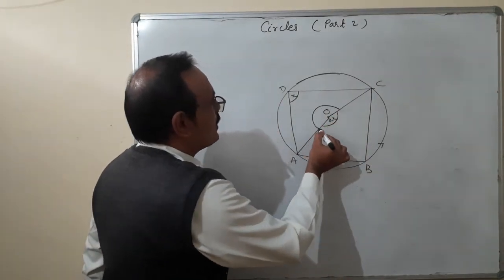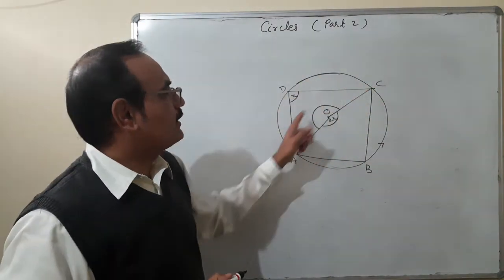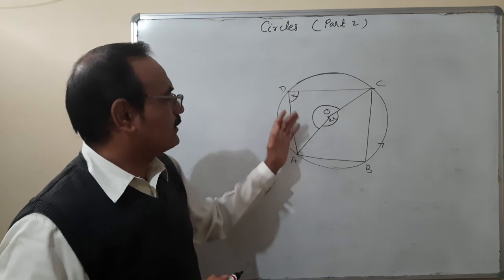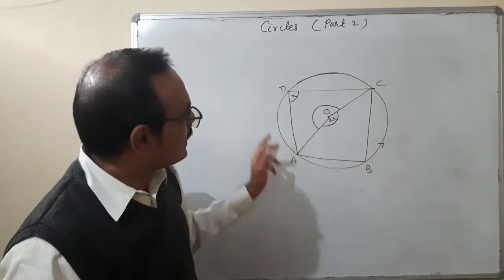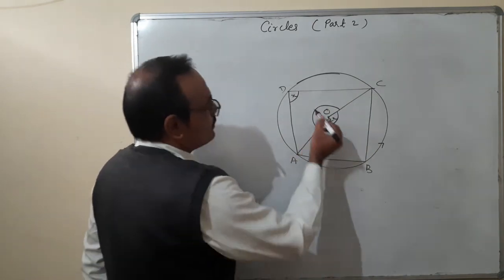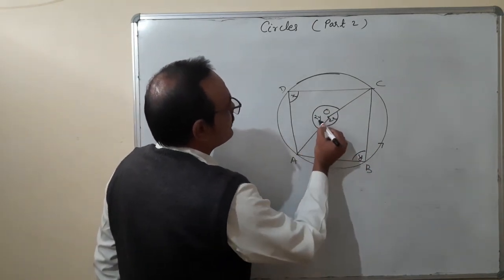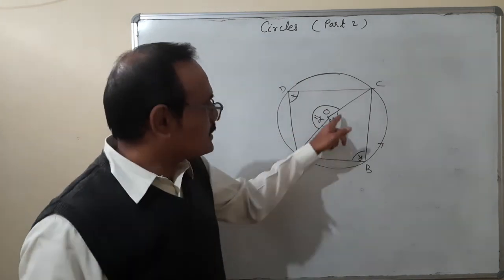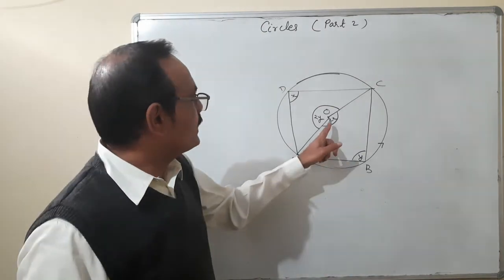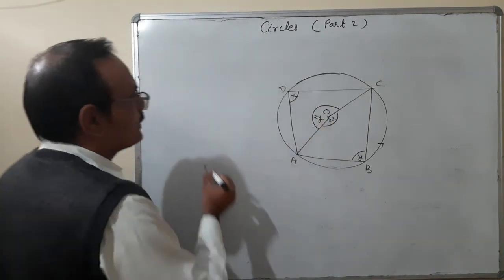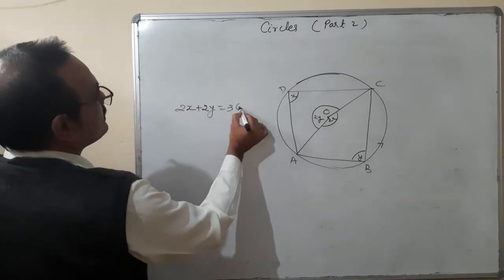Now second time you are taking arc CA. CA is an arc. Angle subtended by an arc at the center. This angle is twice the angle subtended by it at the remaining part of the circle. So if this angle is y, what is the value of this? It is 2y. Since this is the complete angle and the value of the complete angle is 360, so may I write here 2x plus 2y is equal to 360.